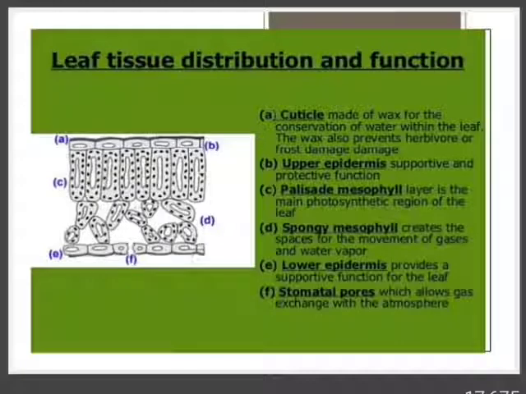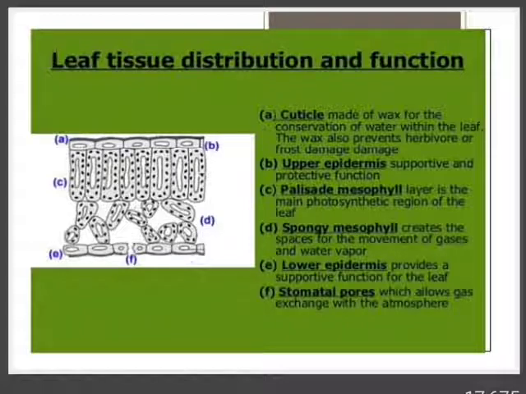Leaf tissue distribution and function. What is the purpose of each leaf tissue? The cuticle, what is its purpose? It is the upper layer of the leaf, made of wax, for conserving water within the leaf. The wax also prevents herbivore or frost damage to the leaves. This is the cuticle's purpose. The upper epidermis provides support and protection.